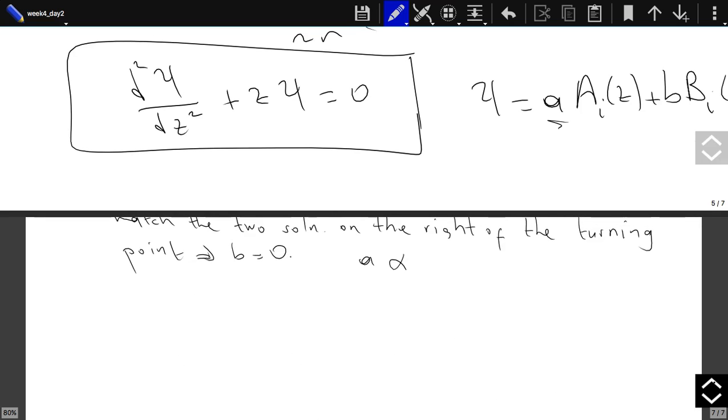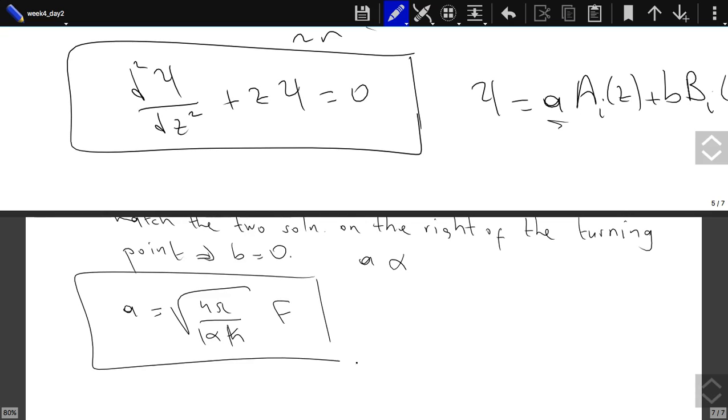So which basically tells me that A should be equal to square root of 4 pi over alpha h bar times F. Now, if you just put in the coefficients, I will be skipping those. So we know what A is in terms of our solution in the forbidden region. But this solution should also be our solution in the allowed region.